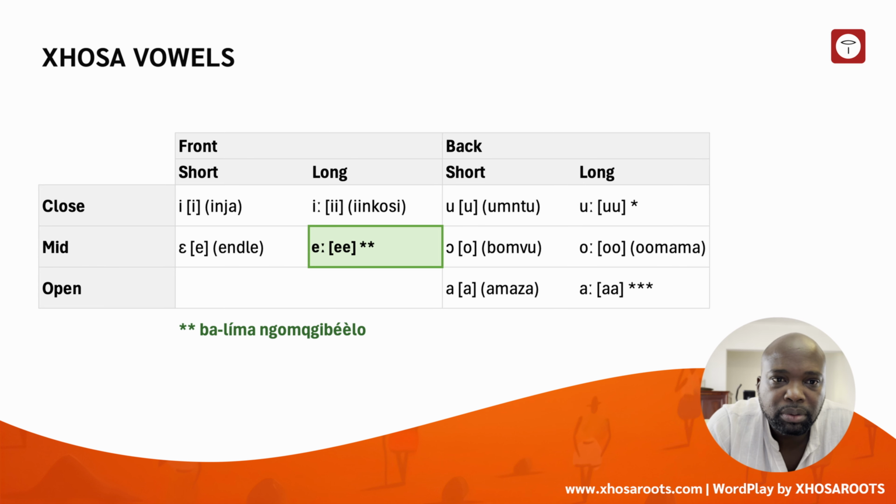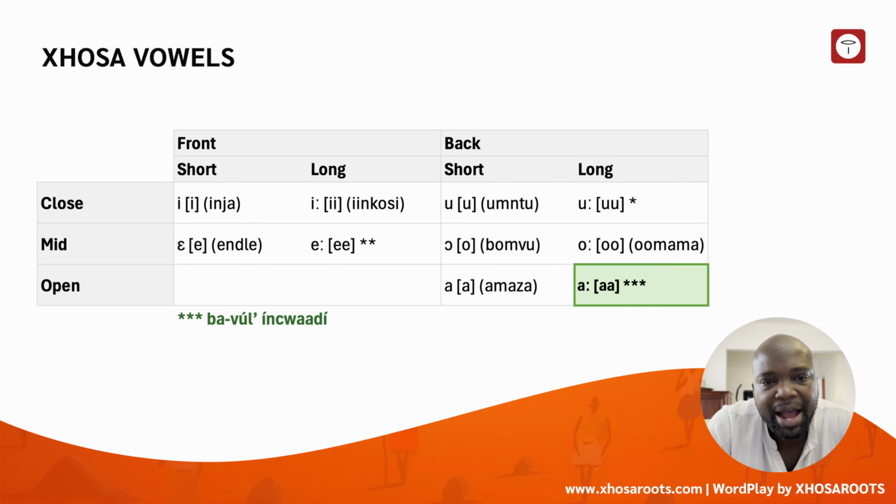Here is an example. Mgqibelo is Saturday. Balima ngomgqibelo. They plow on Saturday. Again, we have the lengthening there, which is related to the penultimate lengthening process. Then we have a, as in incwadi, a book. We also have a click there.